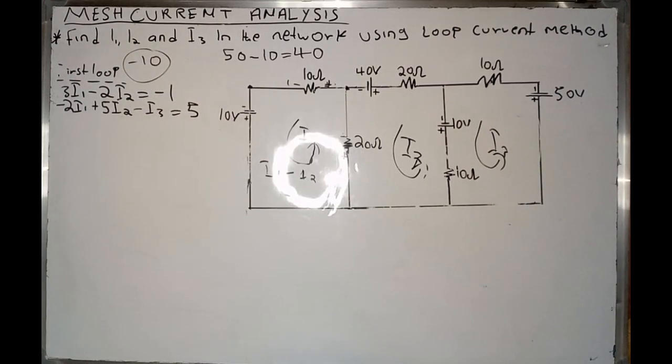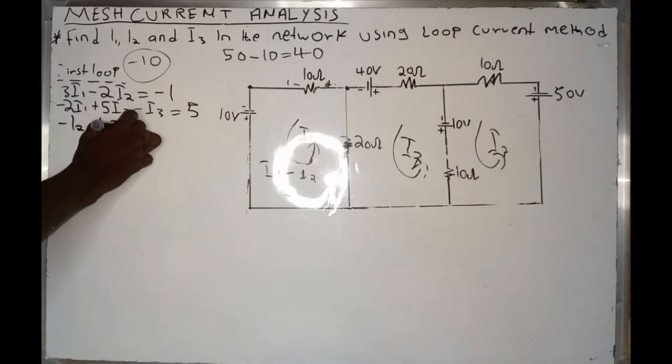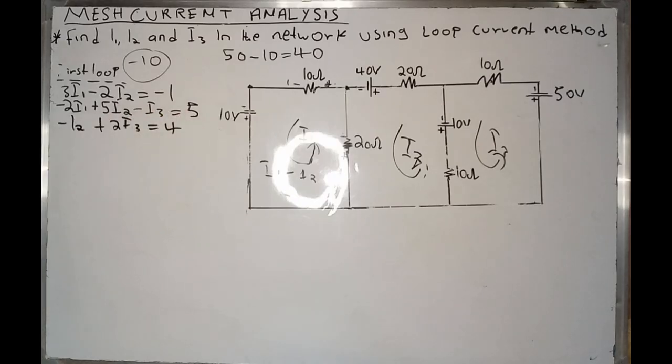So there is a mistake that we made in the third equation. The third equation has to be negative I2 plus 2I3, which is equal to 4. If you pause the video and get back to it, you will see that we got minus I2 plus 2I3, which is equal to 4.